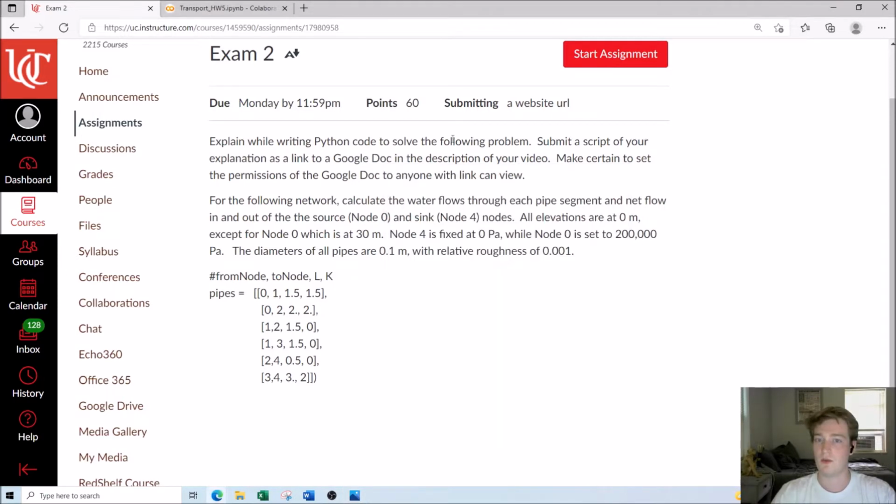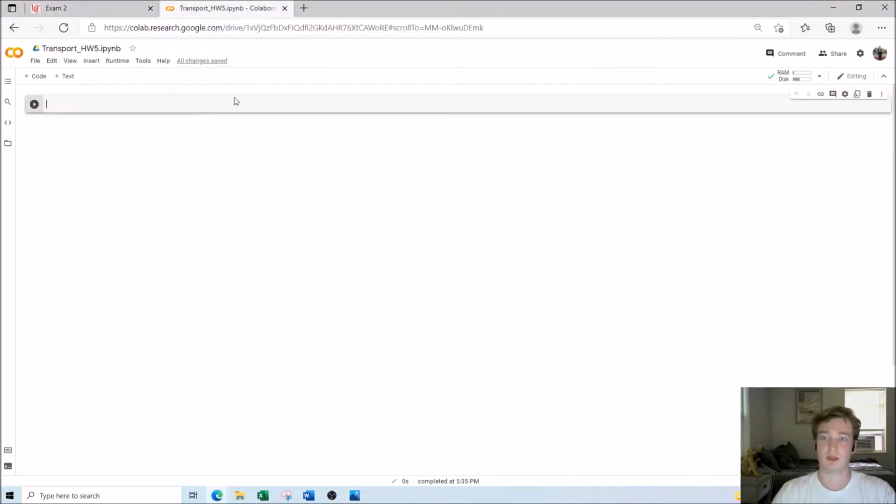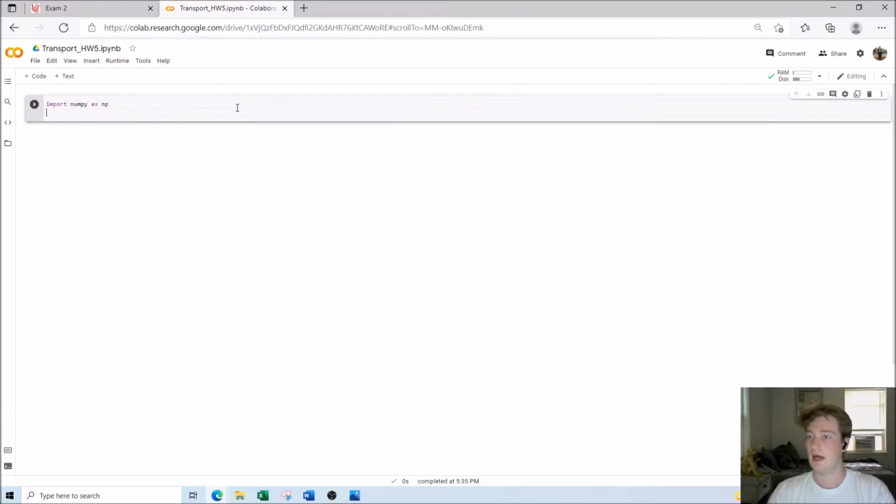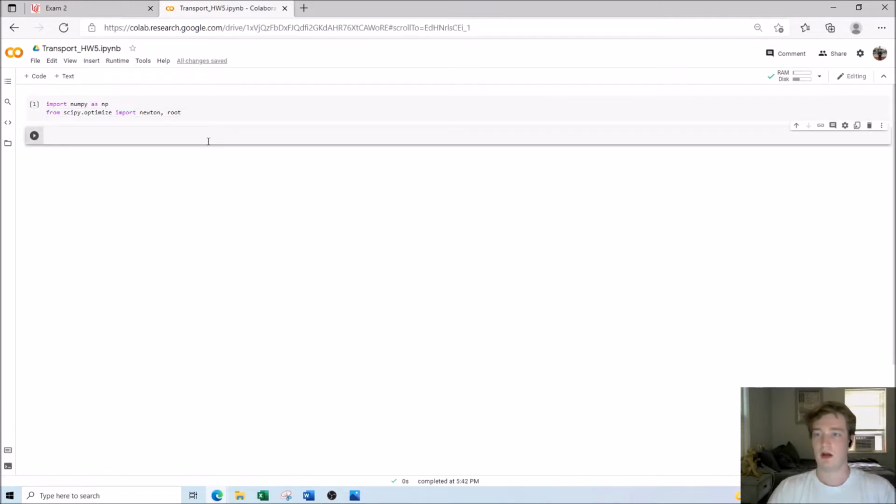So from there, we can actually go into Python and we will start coding this out. Now the first thing we want to do is find our imports. So we're going to use numpy, of course. So import numpy as np. And we're also going to use a couple numerical solvers for this, specifically from scipy.optimize. We're going to use Newton and we're going to use root. So from scipy.optimize, import Newton and root, just like that.